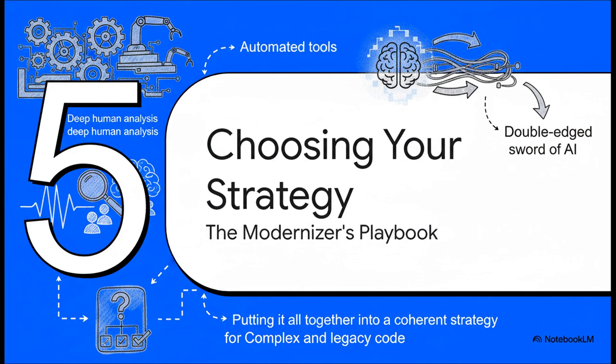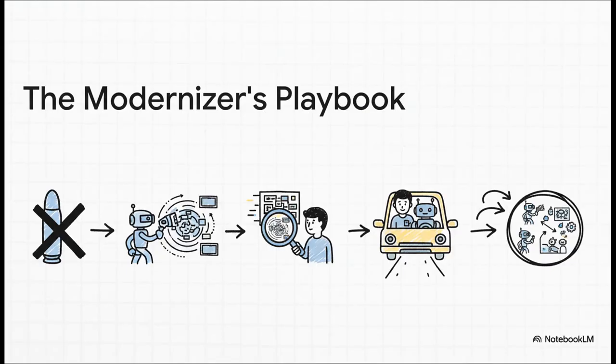So, we've looked at automated tools, deep human analysis, and the double-edged sword that is AI. How do you pull all of this together into a strategy that actually works? Here it is, the modernizer's playbook. First thing to accept, there is no silver bullet, period. You start with automated tools to get a quick, broad analysis. For those supercritical black box systems, you invest in deep human-led methods like grounded theory. And you treat AI as a powerful co-pilot, let it speed things up, but you always need a human expert in the driver's seat reviewing its work. The right approach is always a smart mix of all these techniques.